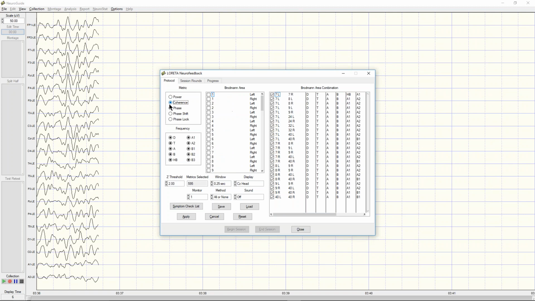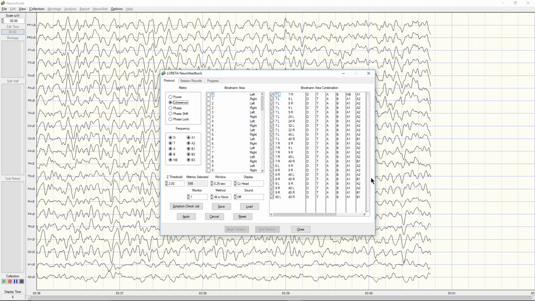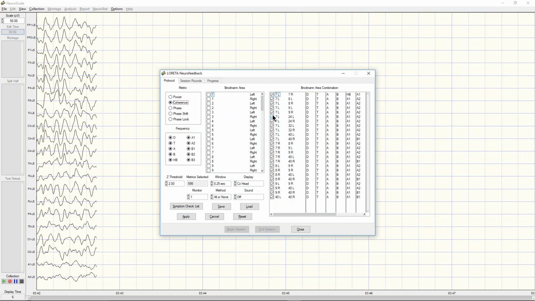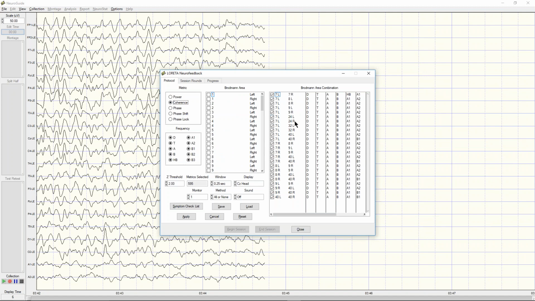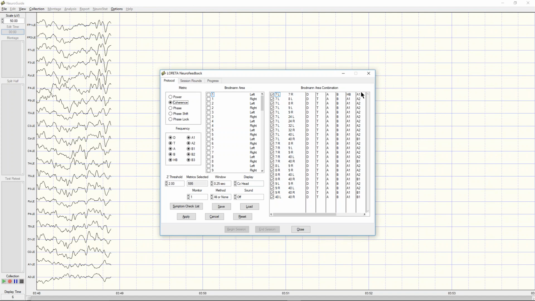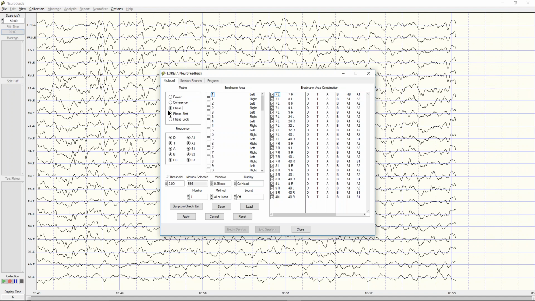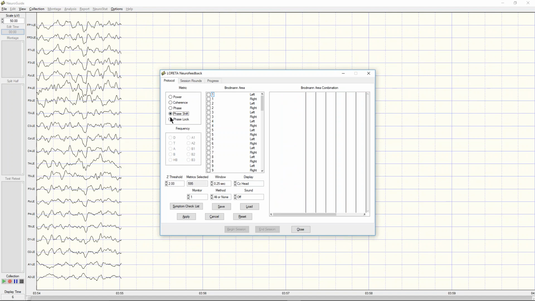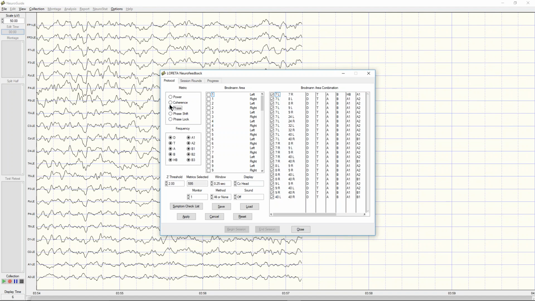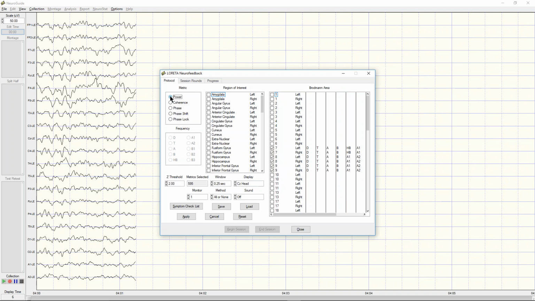Now, if we wanted to train coherence, again, all of these areas have been selected as between various areas, 7 left and 7 right, for example, in all of these frequencies. If we want to train phase, again, we have those choices, phase shift, phase lock. And so we can make all of these choices and train them differentially.